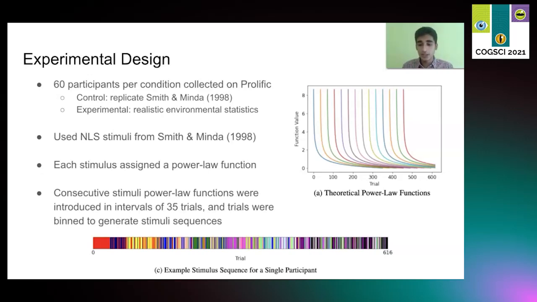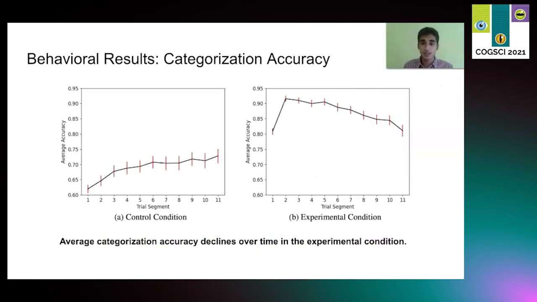The graph shown earlier with the power law relationship between stimulus recency and need odds in our experiment was actually generated from the exact stimuli sequences shown to participants in the experimental condition of our experiment.